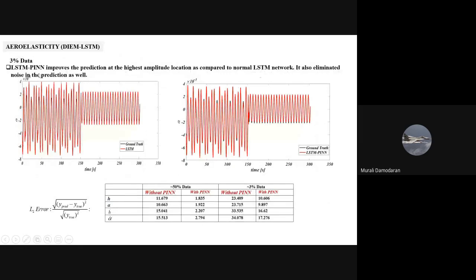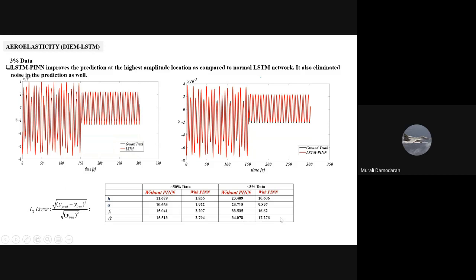And if you take 3% of the data, you can see that the LSTM prediction is pretty bad. You can see the black and red, because I have less data, but the PIN does much better. And so this is the L2 norm without PIN, with PIN, and so on.